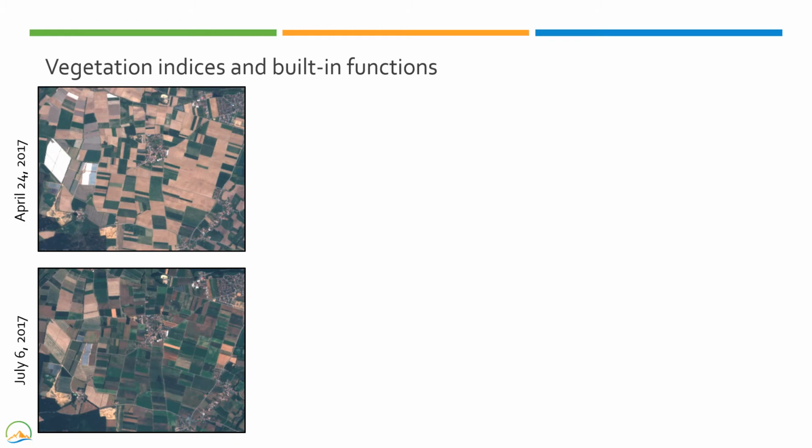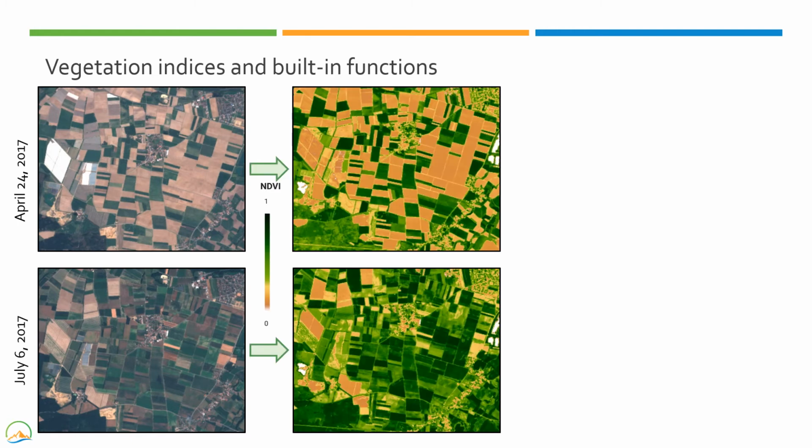A higher value indicates healthy, growing vegetation, and lower values indicate senescing or no vegetation at all, which could be objects like water bodies, roads, or buildings. The NDVI function is built into Earth Engine. All it takes is one line of code to calculate it, and then another to display it on the map.